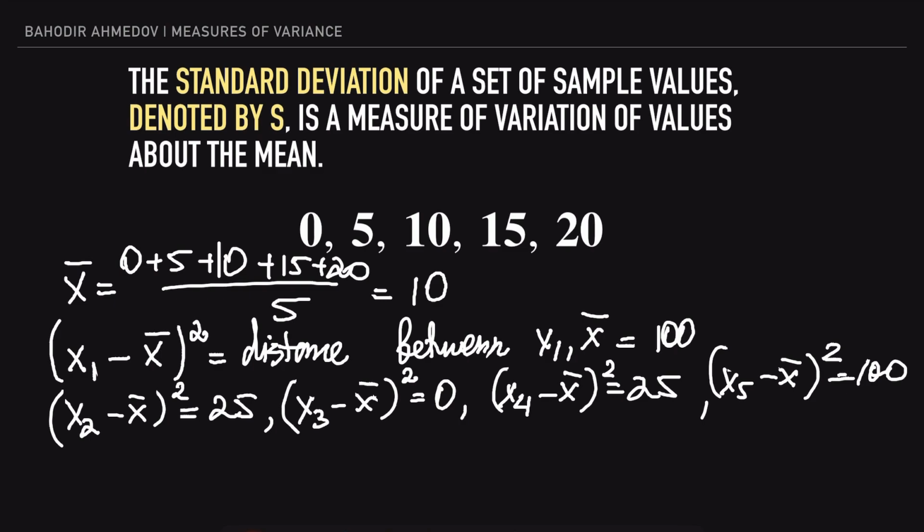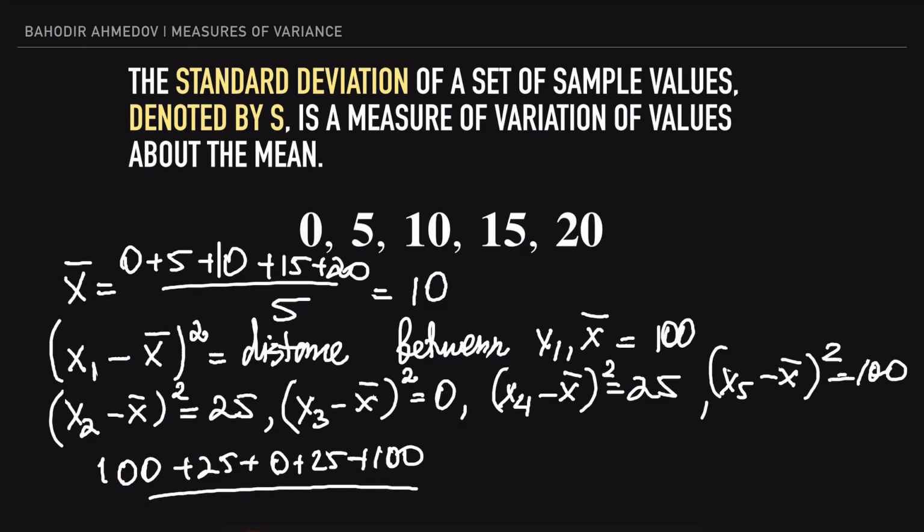So these are all of the distances between the points and the mean, and I would like to take the average of all of these distances. So in this case, I'm going to sum 100 plus 25 plus 0 plus 25 plus 100, and then divide by the number of the distances, which is 5. It is going to be 250 divided by 5, which is equal to 50.